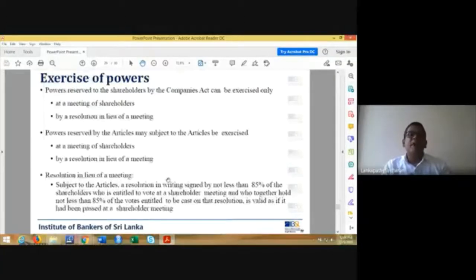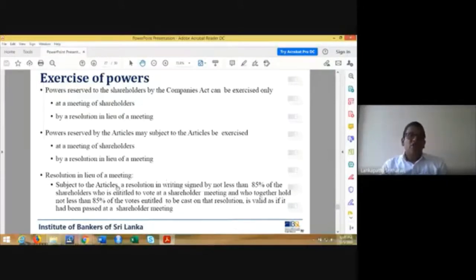And exercise of the powers. The powers reserved to shareholders by the Companies Act can be exercised only at a meeting of shareholders or by a resolution in lieu of the meeting. So in what circumstances can the shareholder use their power? They can use their power at a shareholders meeting, by passing a resolution or by voting on a resolution. And powers reserved by the articles may, subject to the articles, be exercised at the meeting of shareholders or by a resolution in lieu of the meeting.